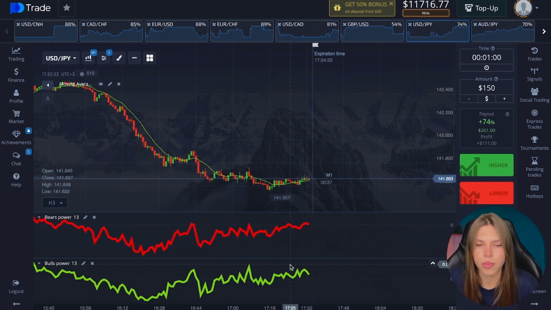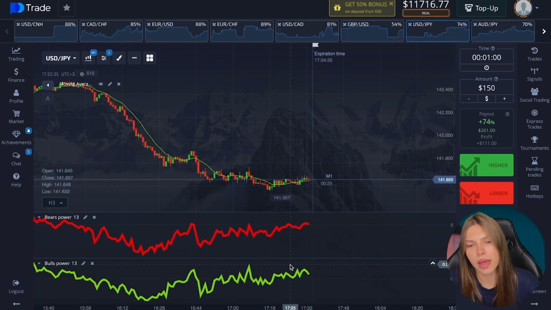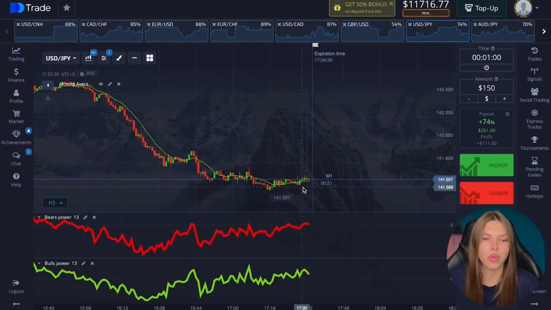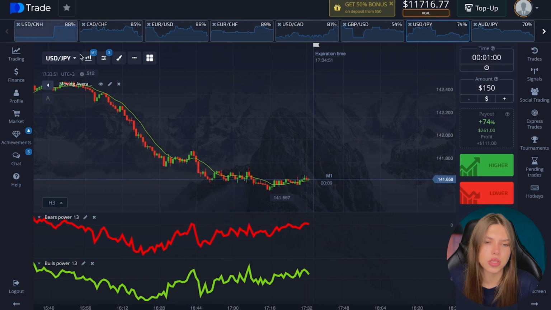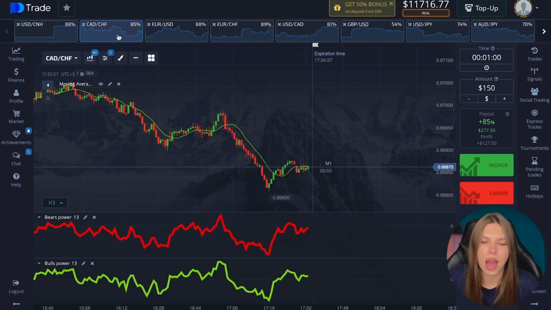If, for example, the bulls are about the 0 mark and our moving average shows us a move to increase, we understand perfectly well that it is possible to enter an increase here. Again, we do not break the trend. Let's put $150 each. So now we will find a currency pair.